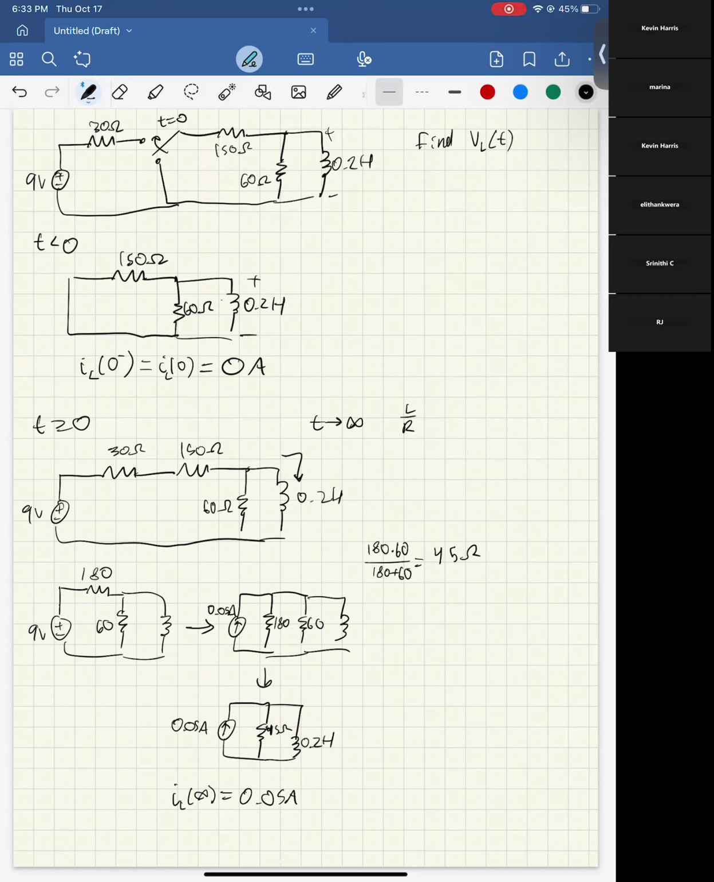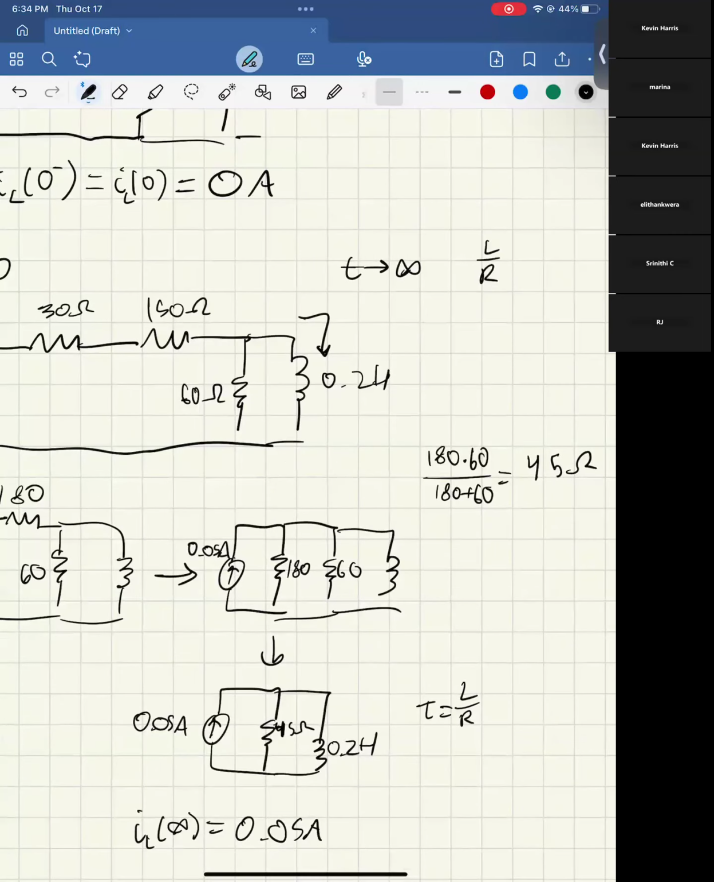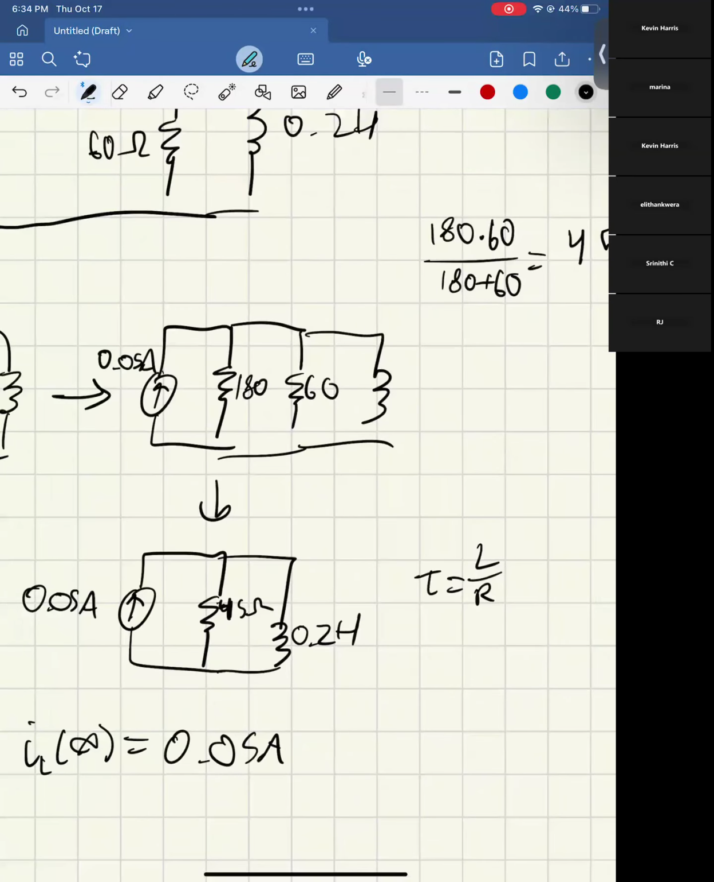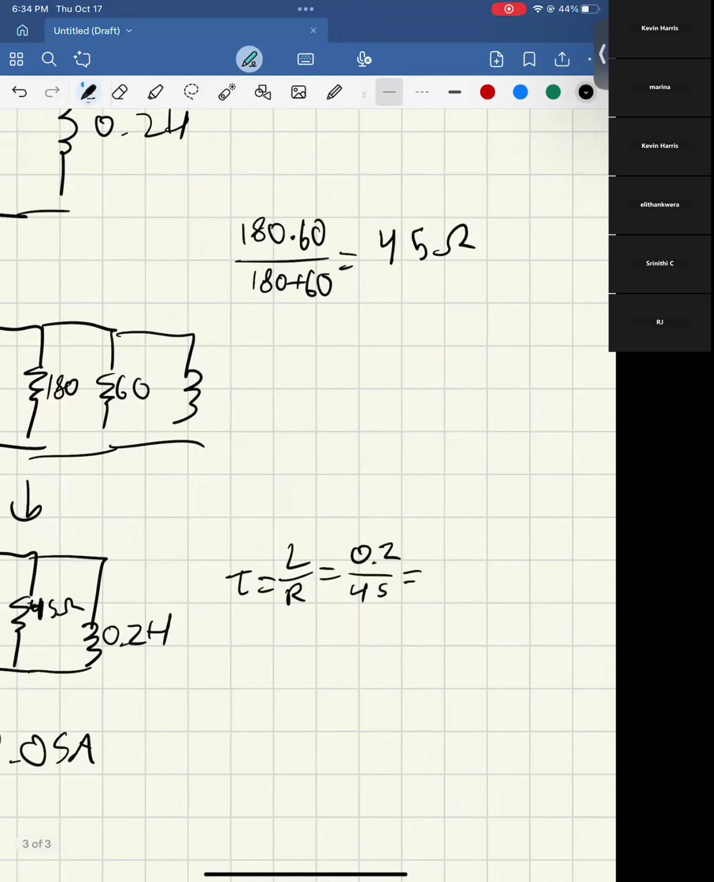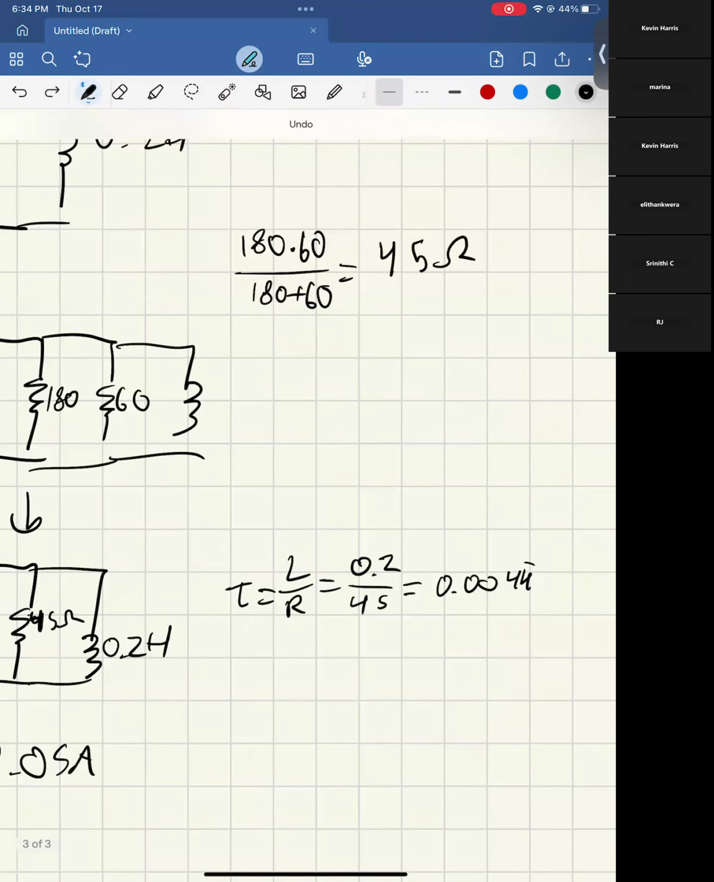And then we also need to find our tau, and our tau is L over R. Just like with a capacitor, you want to neutralize the source when you're finding that L over R. Doesn't really matter how you think about it, or you can just ignore the source. But here it's just going to be 0.2 over 45, and that gives us 0.0044 repeating seconds. It has a unit, but it doesn't really matter what the unit is.